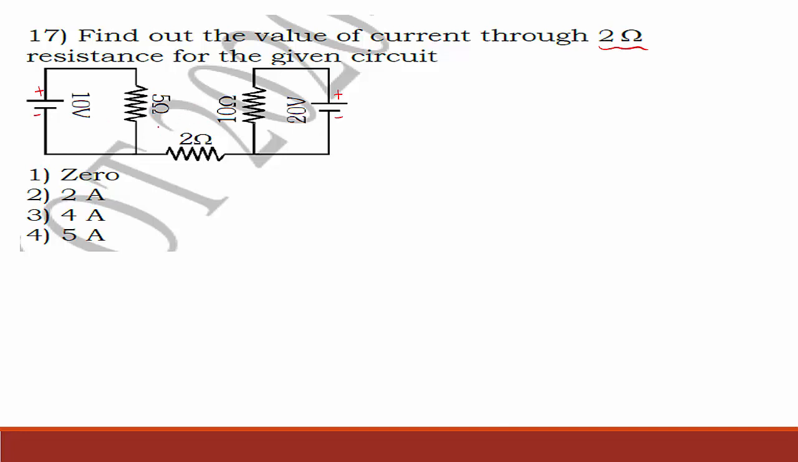See here, we already know that the current is coming out of the positive terminal. Here also you can take, when it is coming out of the positive terminal of the battery, it is equal to the current entering the negative terminal.